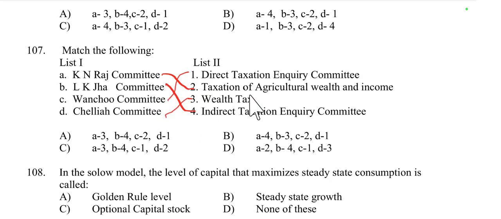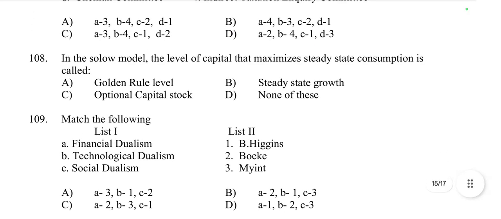K.N. Raj committee, taxation of agriculture and wealth and income. Then the indirect taxation inquiry committee. Wanchoo committee, direct taxation inquiry committee. Then the committee related with wealth tax. A to B for C1, A to B for C1, D3. Option number D. Then question number 108.